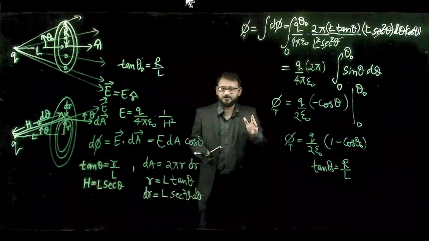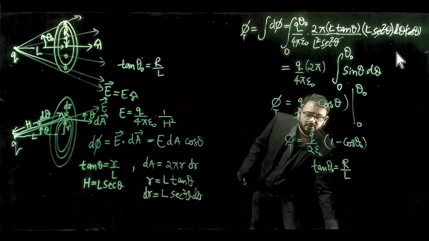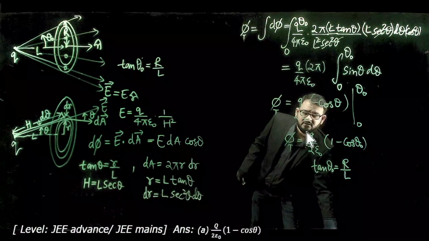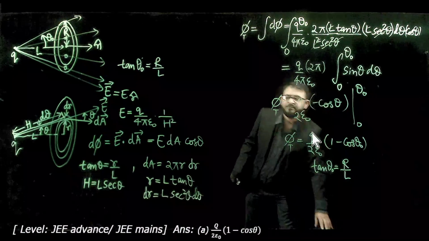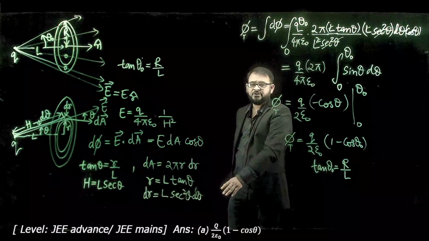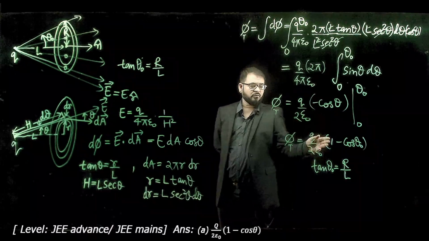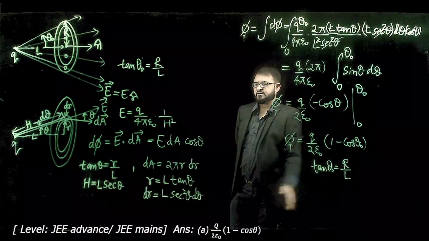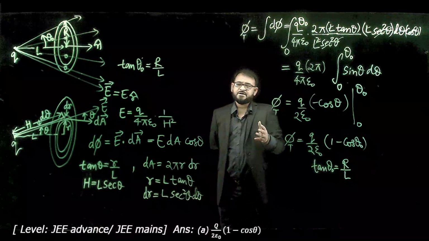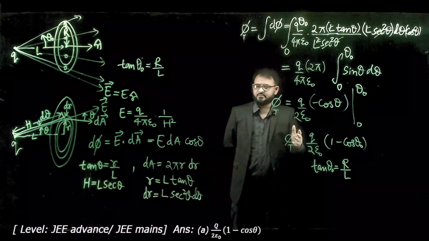Is this clear to you? Okay, so if this is clear to you, then our answer for the problem is Q by 2 epsilon naught times 1 minus cos theta naught. Okay, this is a JEE main and advanced level problem.